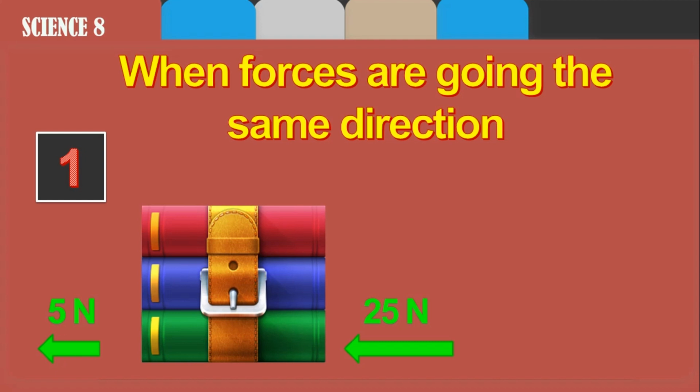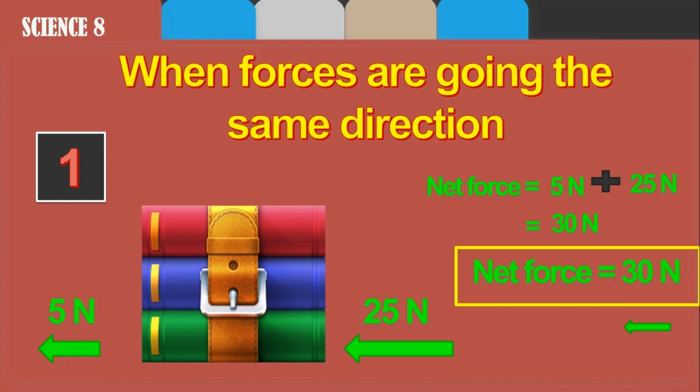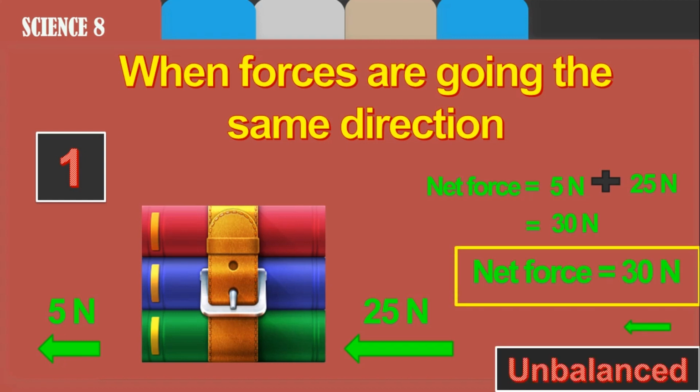In order to find the net force, we will add these forces. Net force is equal to 5 newtons plus 25 newtons, a total of 30 newtons. Again, they are going to the same direction. That's why we added these forces. Therefore, in this given, our net force is 30 newtons to the left. We can conclude that the forces are not equal, so it is unbalanced.